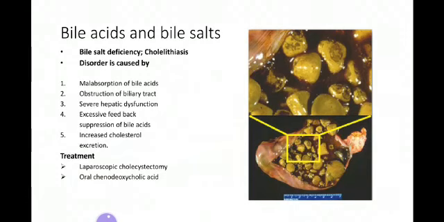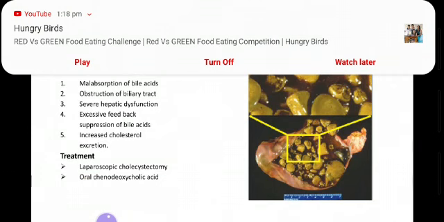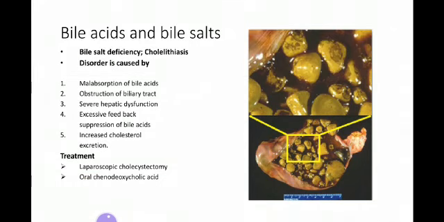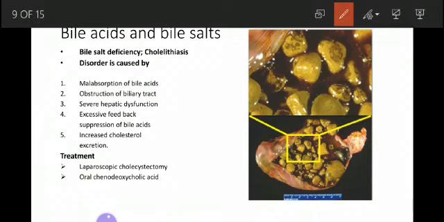In the bile there must be a proper ratio of phospholipids and bile salts. If this ratio is disturbed and more cholesterol is present in the bile, then this cholesterol can be deposited as stone, which can lead to cholelithiasis. This is mainly due to bile salt deficiency, because bile salts are meant for the solubilization of cholesterol.